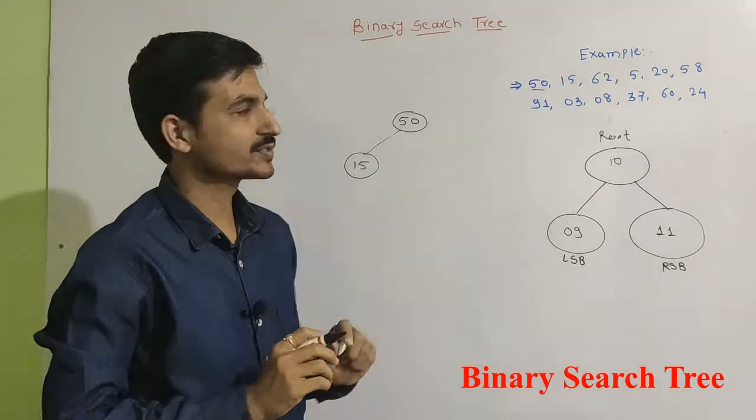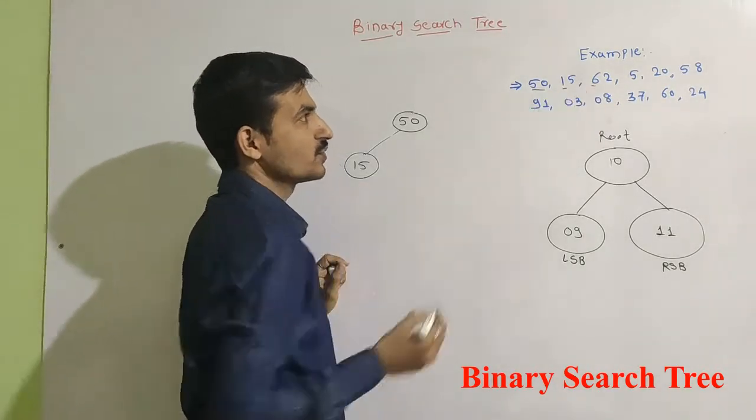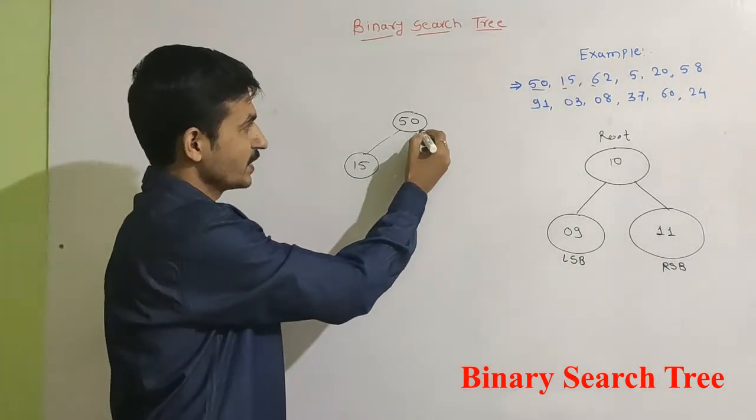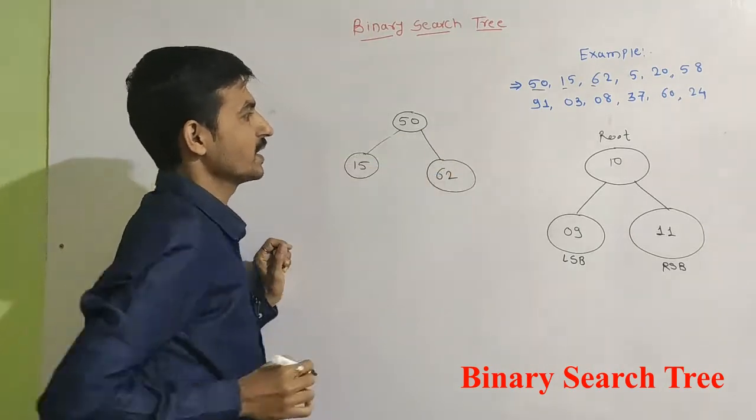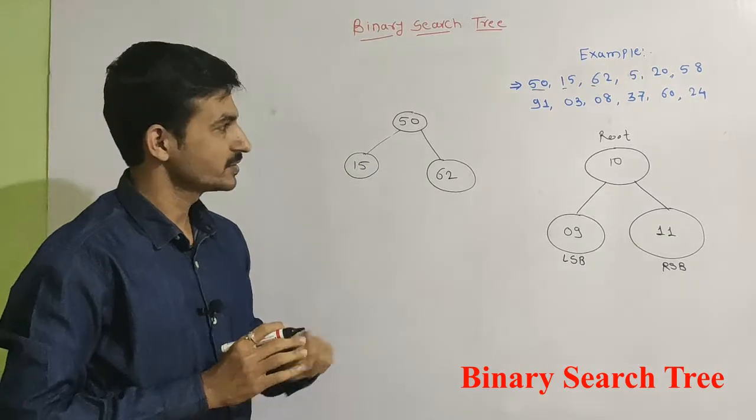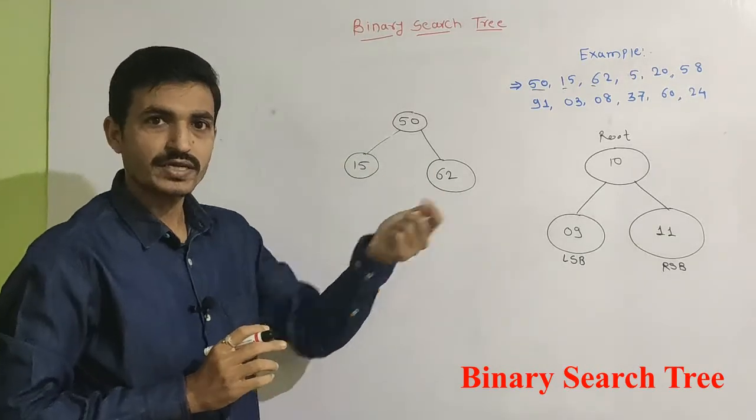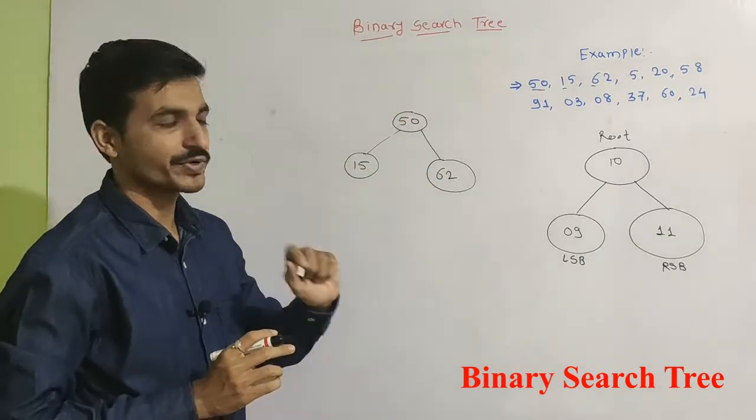Coming to the next element, 62. 62 is greater than the root, so it will be attached into the right sub branch. So 62 will now be a part of the right sub branch because it is greater than 50.